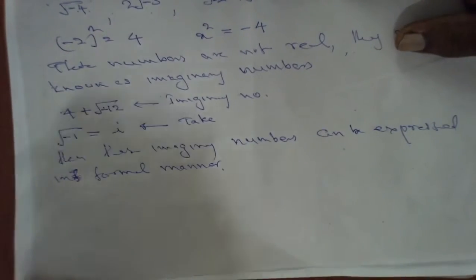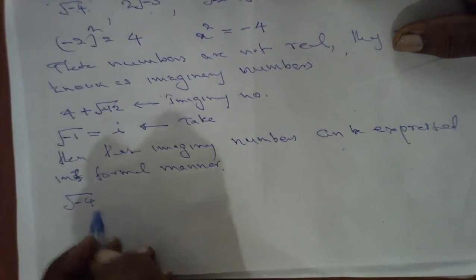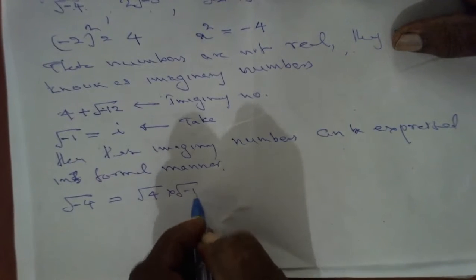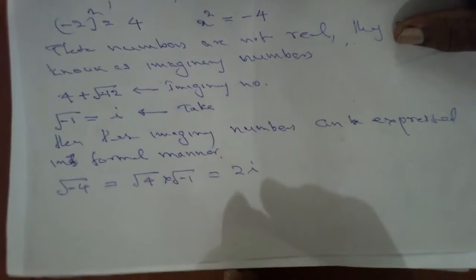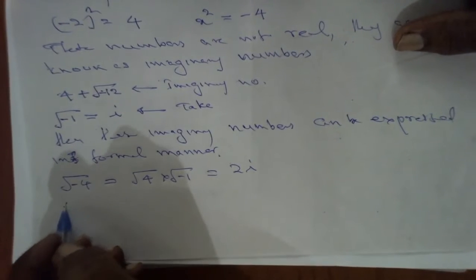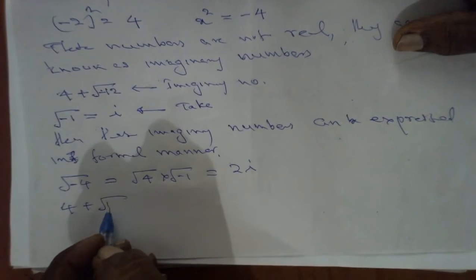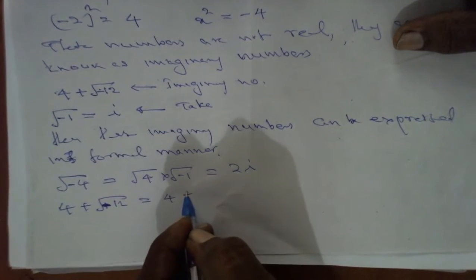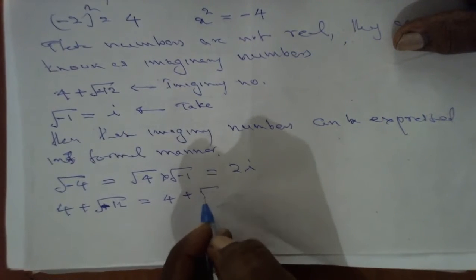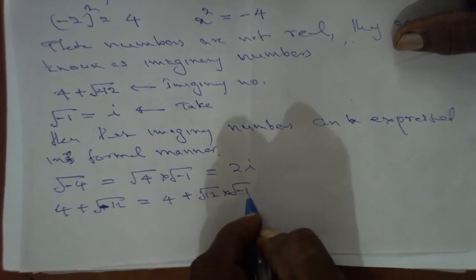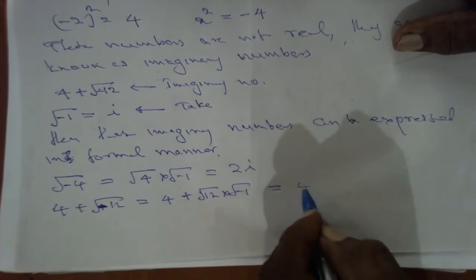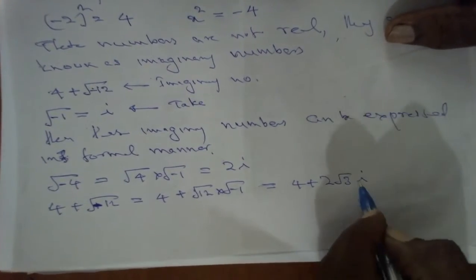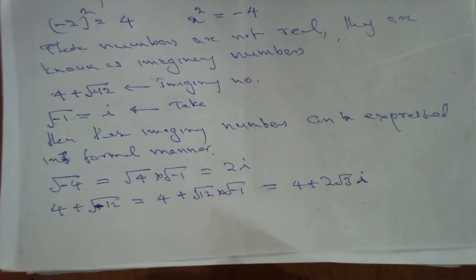Right? For example, if you take the square root of minus 4, you can write this as root 4 into square root of minus 1. So this equals 2i. For example, if you take 4 plus root minus 12, this can be written as 4 plus root 12 into root minus 1. So this equals 4 plus 2 root 3 times i. Right? You can take the square root of minus 1 equals i.